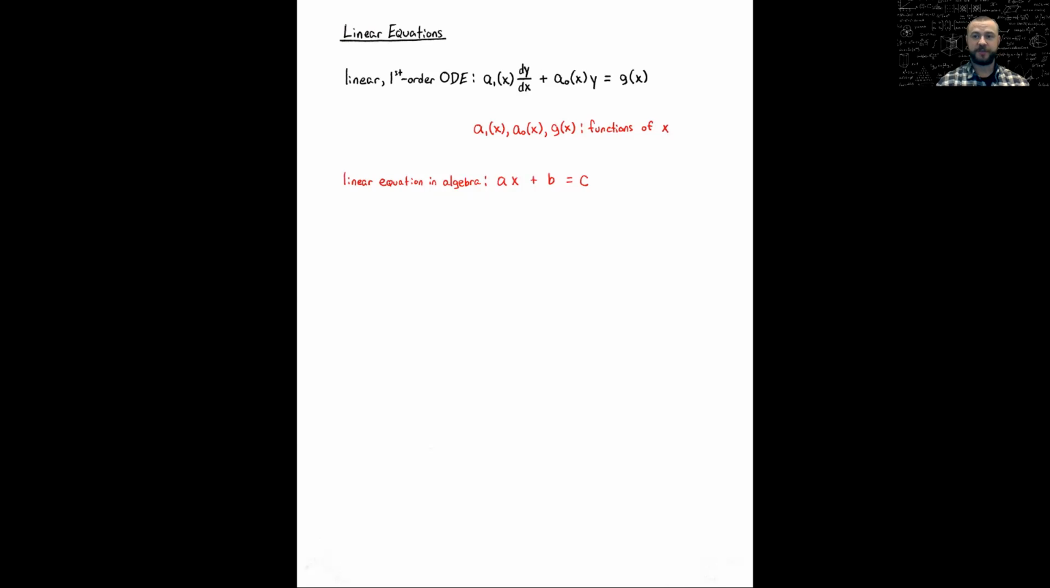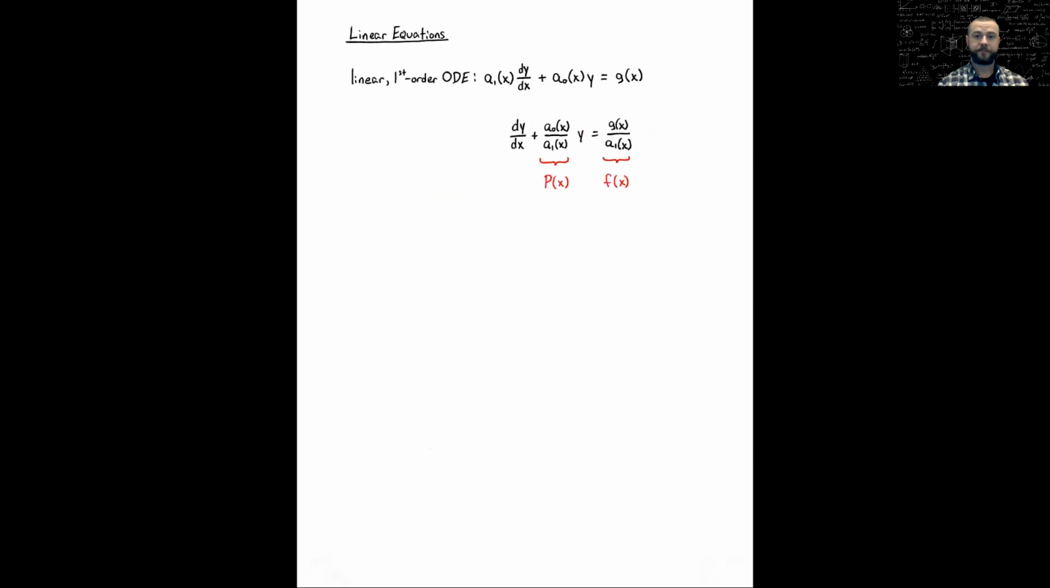It kind of looks like a linear equation back in algebra where you were asked to solve for x, but recall our goal now is to solve for the function y. So there's a similarity, but again, we'll see the true importance of linearity once we progress to second order equations.